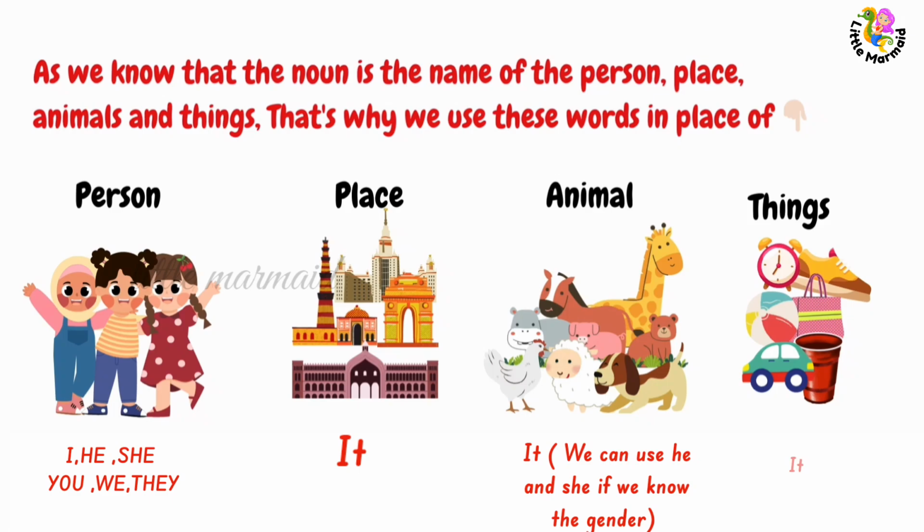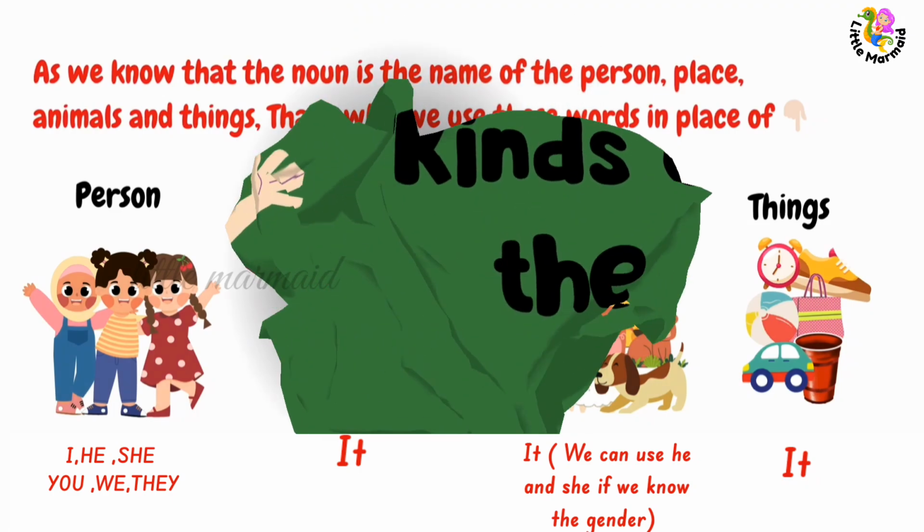For a thing, there are thousands of things around us and all these are inanimate objects. So they come in the neuter gender. So here we can use it to replace anything.